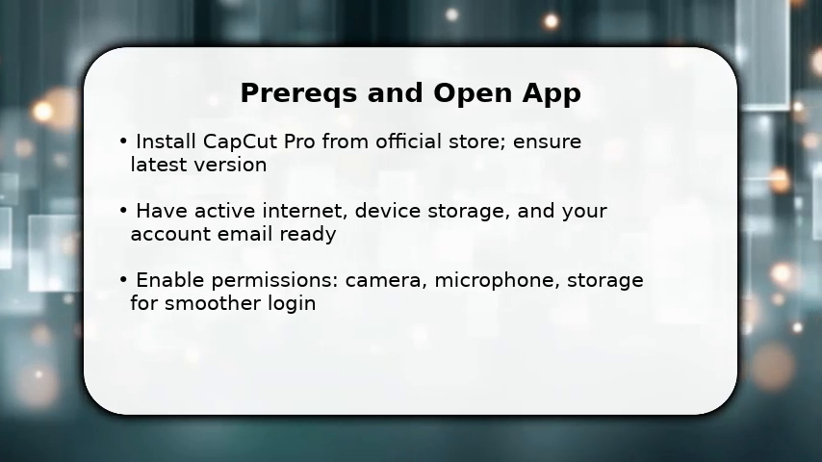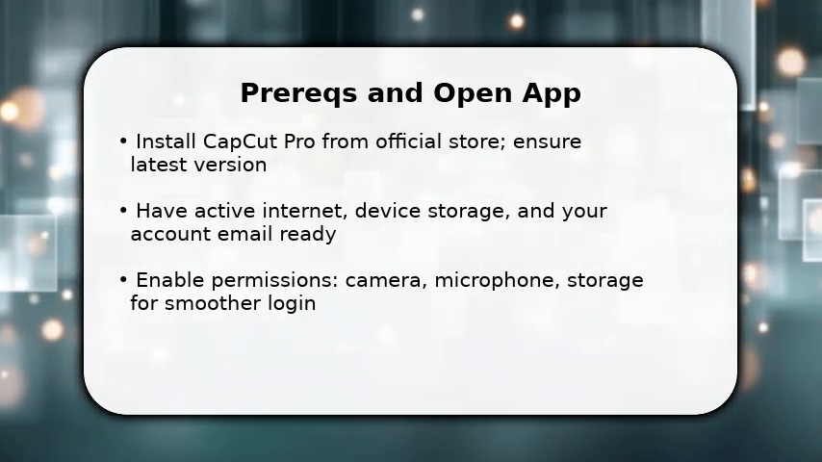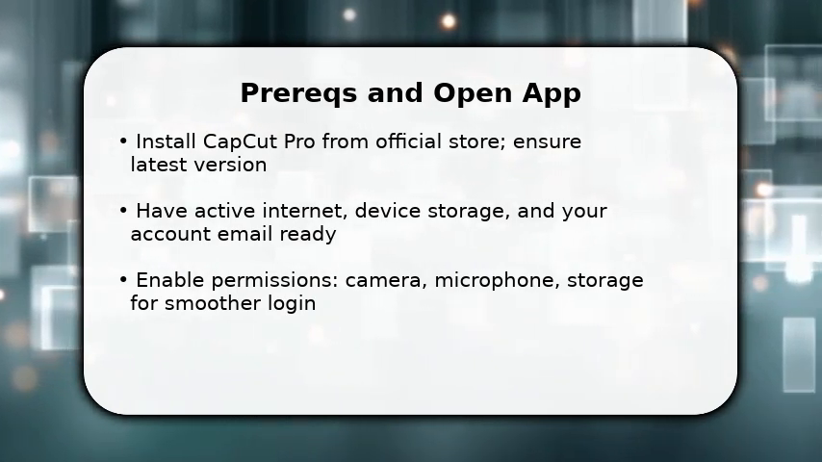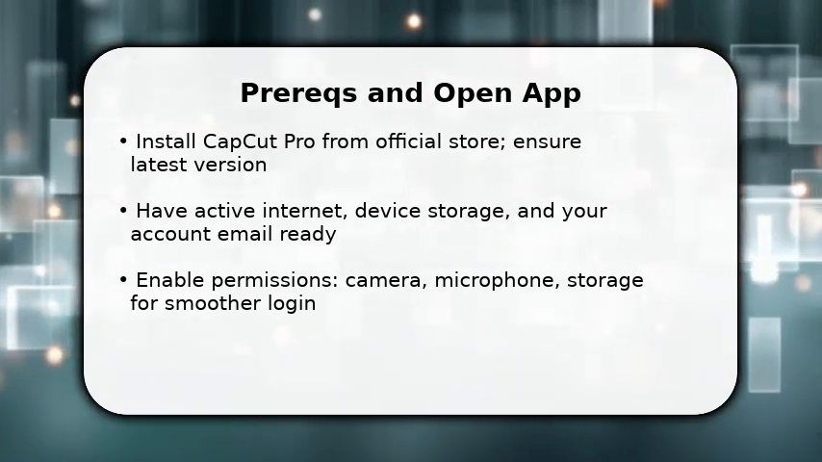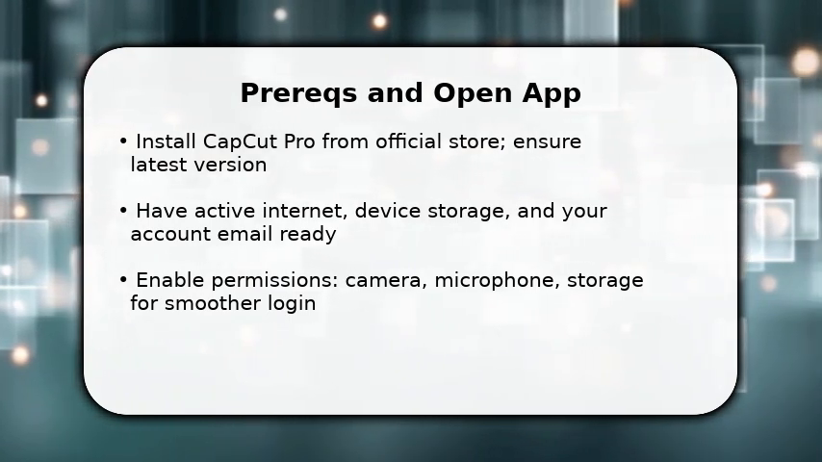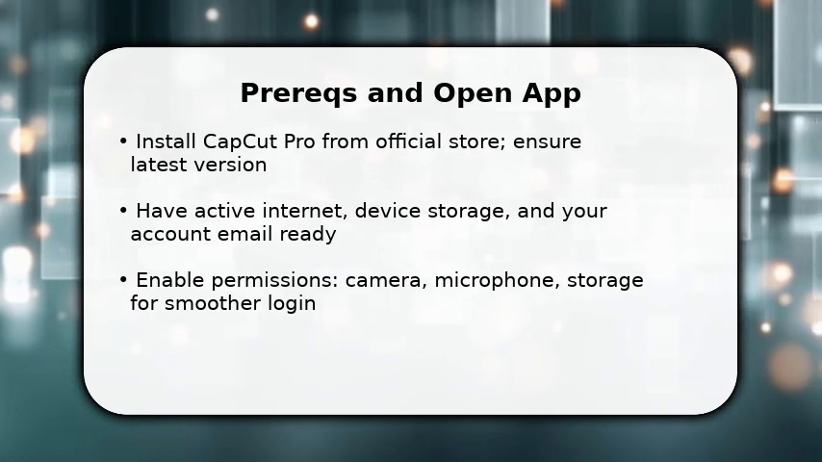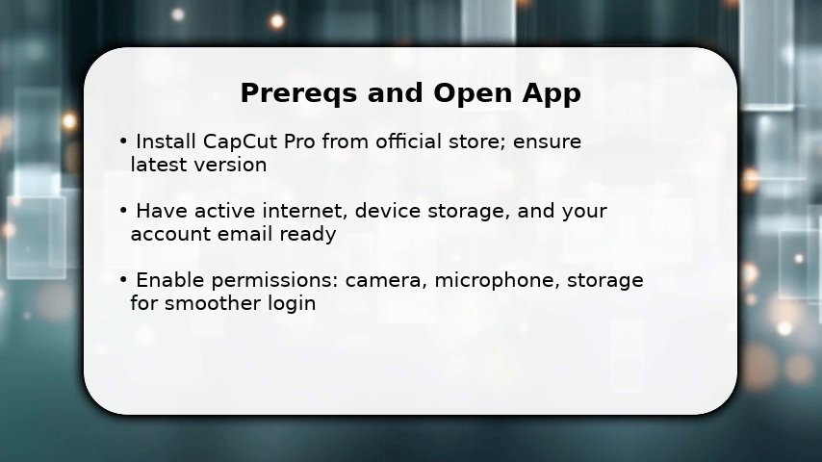Enjoy the video. You start by confirming prerequisites so login doesn't stall. Update Capcut Pro, verify a stable Wi-Fi or cellular connection, and prepare the email or phone tied to your account. Once done, open the app and grant requested permissions. This avoids permission prompts interrupting authentication.